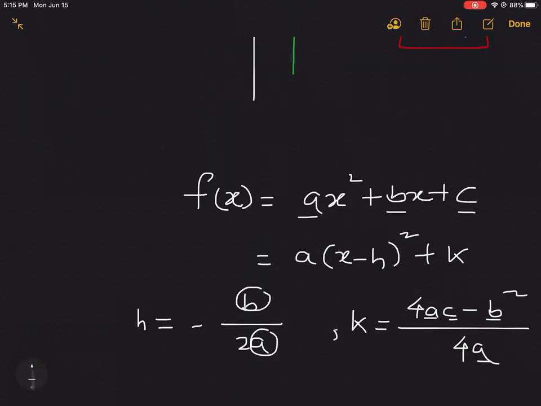So this is the vertex form. This format is known as the vertex format.